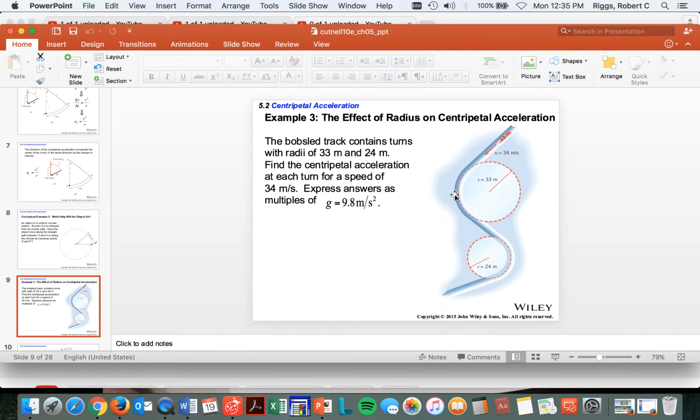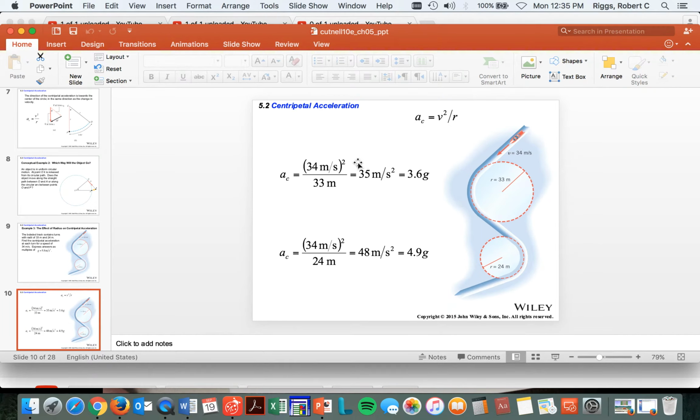There's a centripetal acceleration going in, and there's also a gravitational force that's pulling them down this way. But calculating those forces gets way beyond the scope of this course. So here you go. AC is 34 meters per second squared over 33 meters, 3.6 G. Where did they get that? They divide by 9.8. That's how you get a G.